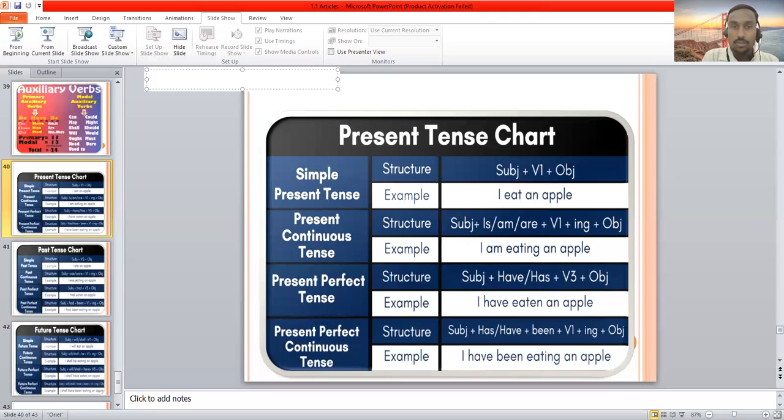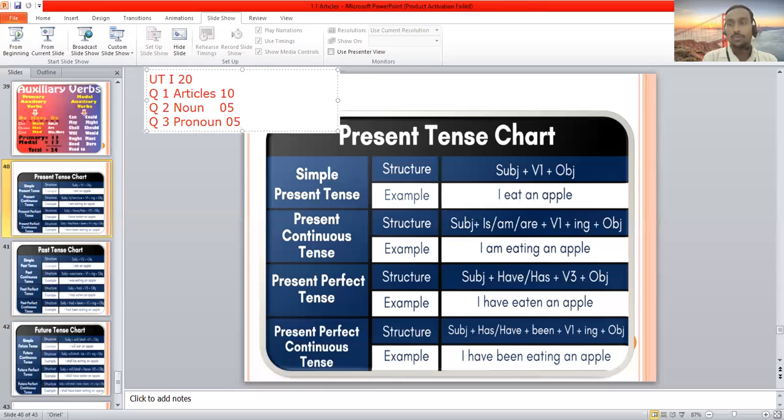Quickly, let's look at the unit test questions, the format of the question paper. For unit test 1, you're going to have 20 marks. Question 1 will be based on articles, for 10 marks. Question 2 is going to be based on nouns, for 5 marks. Question 3 is on pronouns, for 5 marks. This way you will complete the unit test, which will be tomorrow. Is it clear about the UT? Any questions about the unit test?